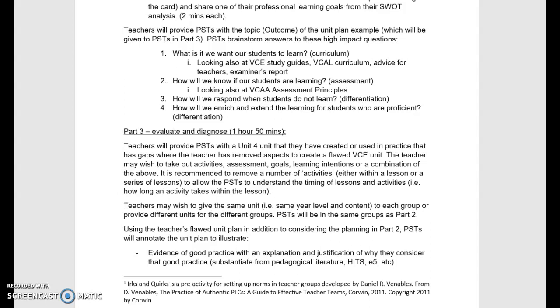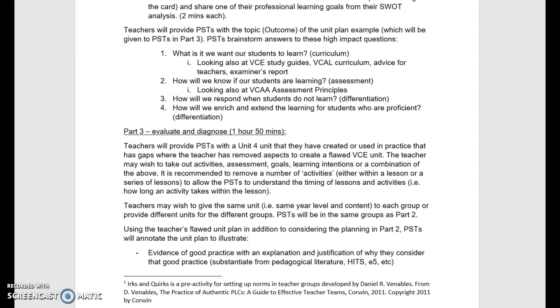So now you have come up with some answers to the four questions, considering the outcome or the topic that the specialisation teacher has given you. And you're going to use this information to evaluate a unit plan where the specialisation teacher has removed aspects of their choice to create a flawed VCE unit.